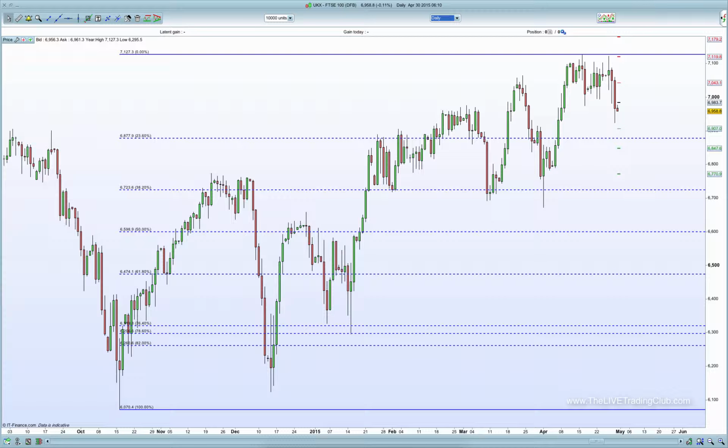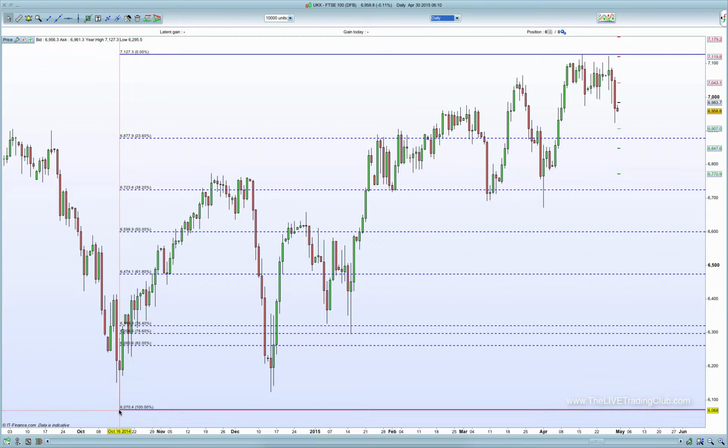www.thelivetradingclub.com. Just want to do a quick, short video all about Fibonacci and how it's a powerful support and resistance tool. It helps you understand and look for levels where you can potentially buy and sell from. So what I've done is I've chosen the UK 100 market, also known as the FTSE 100, and I've selected a daily time frame, and I've looked for the lowest low.